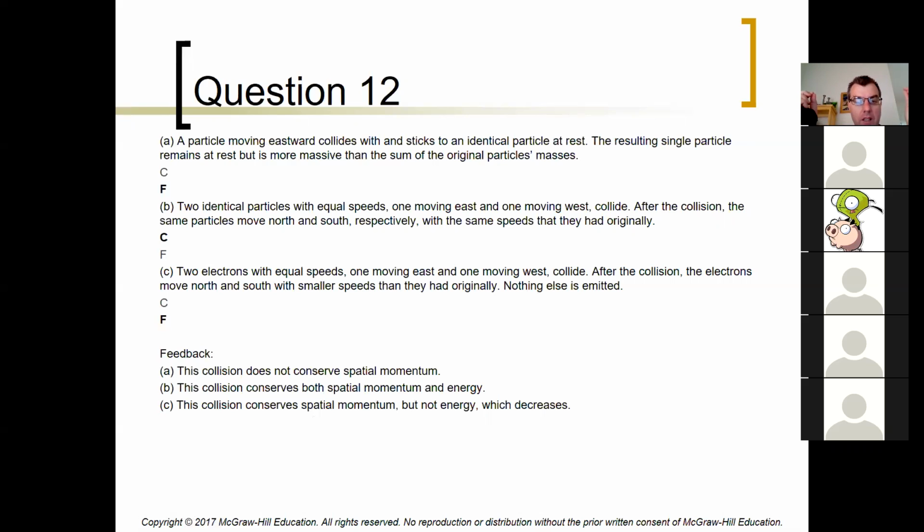Whereas in the other case, case C, yeah, the momenta are conserved in this process, but because they slow down when moving north and south, that means that energy is not conserved. The kinetic energies have just decreased.